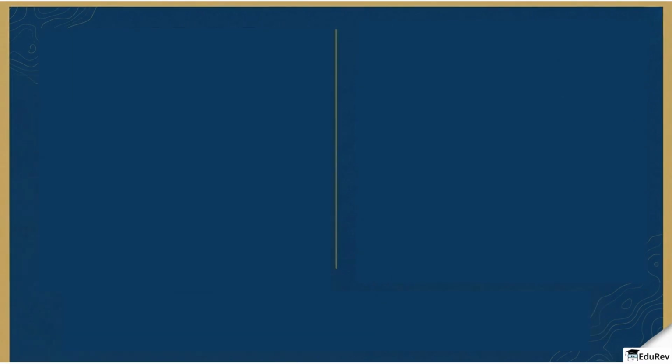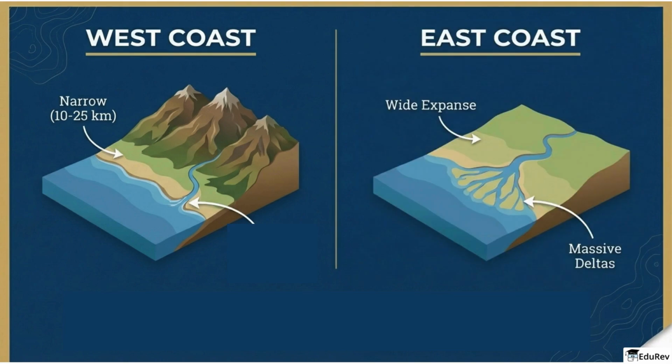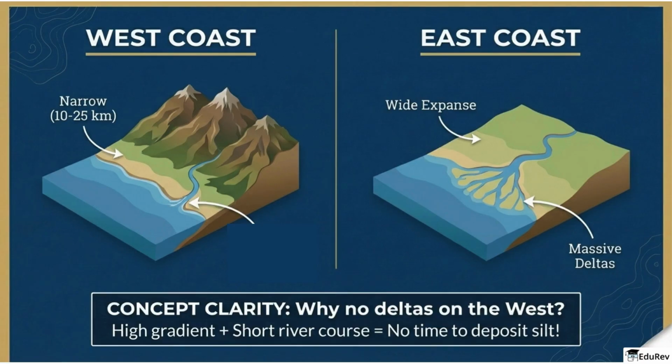Now the fundamental physical difference. West Coast is narrow, around 10 to 25 kilometers wide. East Coast is wide. Why? West Coast rivers are short and steep. High gradient means they flow quickly into the Arabian Sea. They do not have time to deposit large amounts of silt. So, they form estuaries. An estuary is a tidal river mouth where fresh water mixes with seawater.